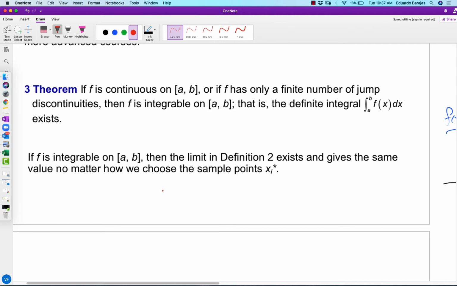Okay, so that's why it doesn't really matter. We don't really spend much time trying to calculate the values of x sub i star, only in cases where we're only going to have 5 rectangles or so. Beyond that, we don't really bother trying to figure those specific values out. It turns out that it could be any selection of sample points, and you get the same answer.